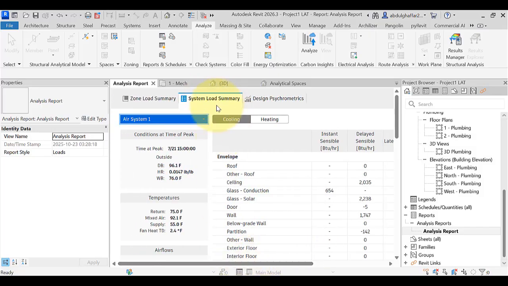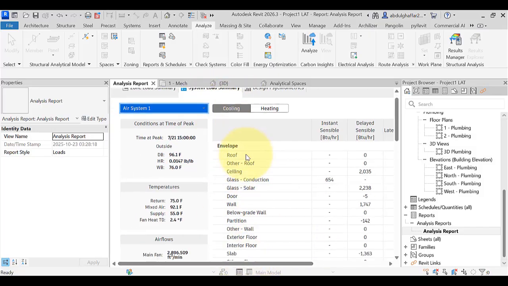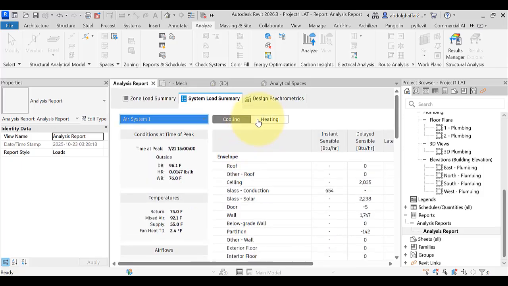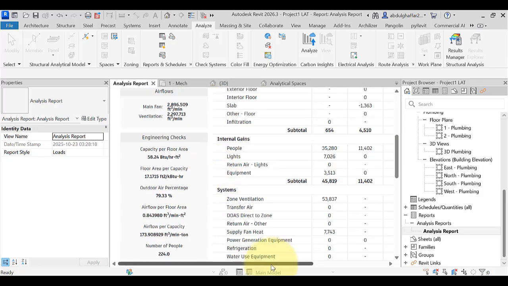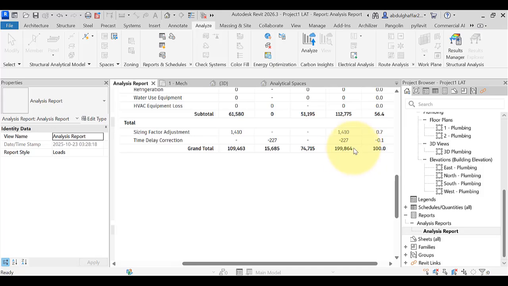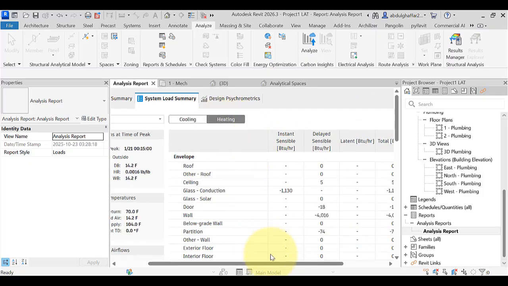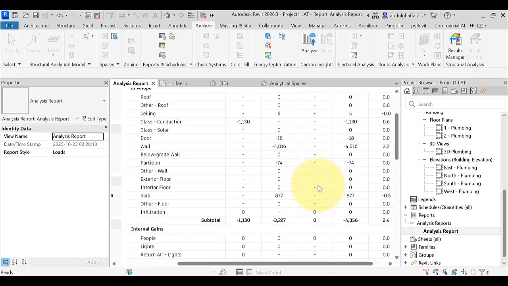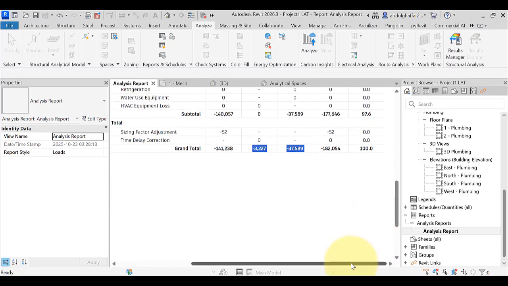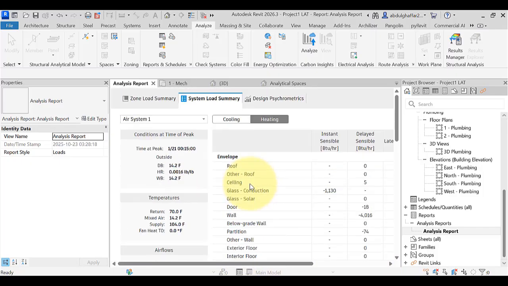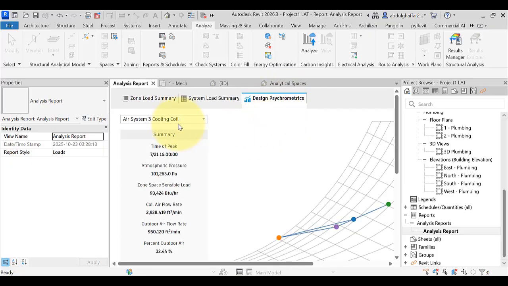This report is basically for designing the cooling coil and heating coil. So this is the report for the cooling coil. On the basis of sensible, latent and total heat gain, we can design our cooling coil. Similarly this is for designing the heating coil, and next is the design psychrometrics.